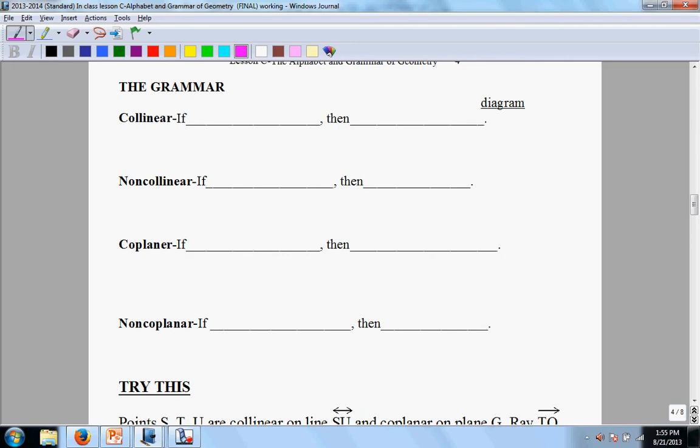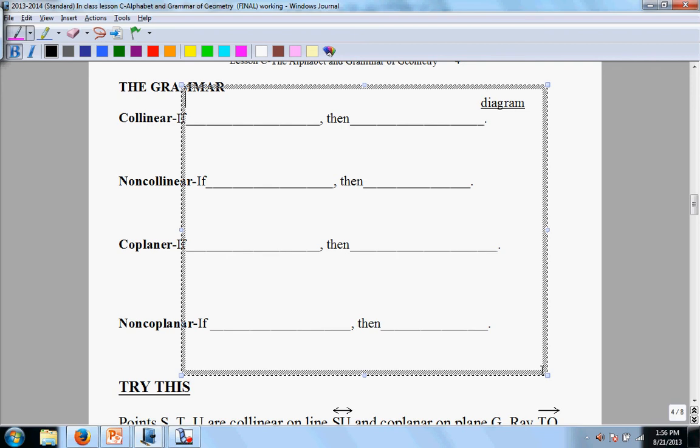English language has 26 letters. We only have 5 letters. Now, how do these letters go together? That's called our grammar. Look at this page. You want to fill out these grammar points. This is how things fit together. Okay, so collinear.